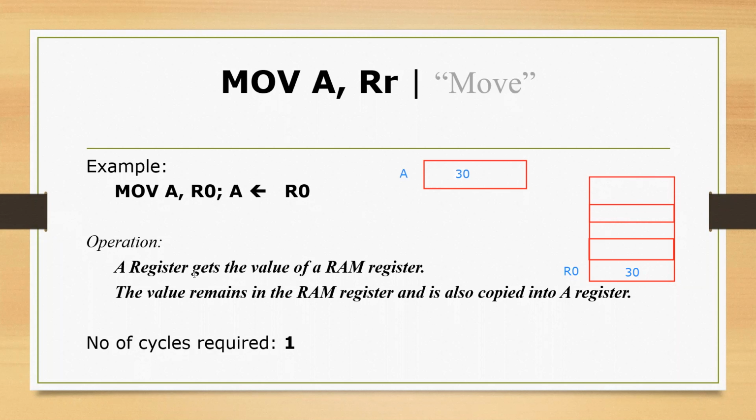So the A register, that is the accumulator, gets the value of a RAM register. Here we use R0, but any RAM register can be used. We have registers R0 to R7 in 4 banks, so any register from any bank can be used for register addressing mode. The value remains in the RAM register and is also copied to the A register. There is no cut and paste here, this is copy paste. So we have the value in the RAM register and also in the accumulator.